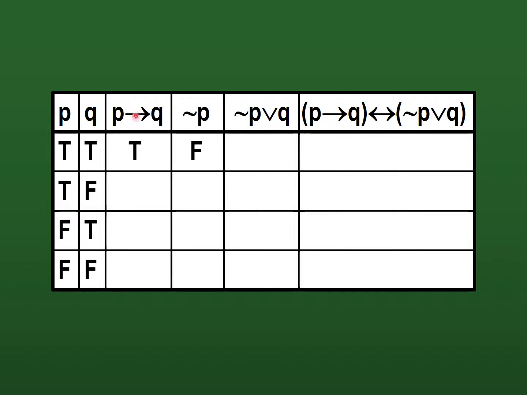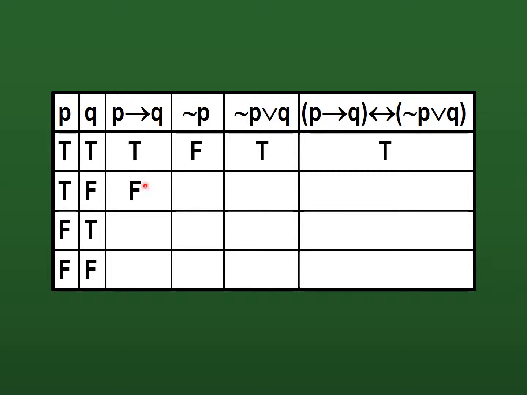P implies Q: if both P and Q are true, then you have true. Then not P: if P was originally true, not P is false. And then not P or Q: not P is false and Q is true, so you have false or true, which is true. P implies Q was true, and not P or Q is also true. So true if and only if true means your final answer is true for this row.